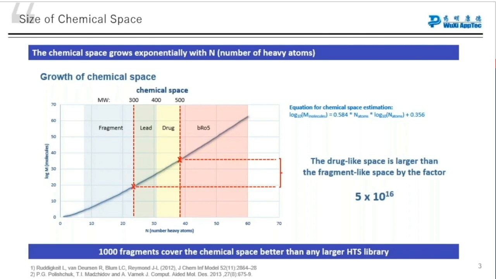If we now use that function and look at the different molecular weight boundaries of 300 versus the molecular weight boundary of 500, we can calculate that the drug-like space for 500 is 16 log units larger than the fragment space. With that knowledge, it is quite easy to understand that a fragment library can cover the chemical space much better than a larger HTS library that covers the molecular weight 500 space.